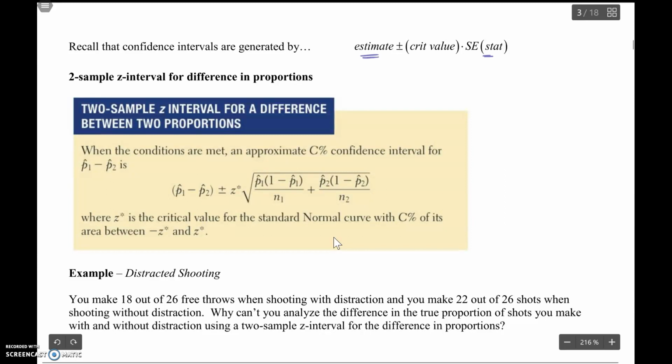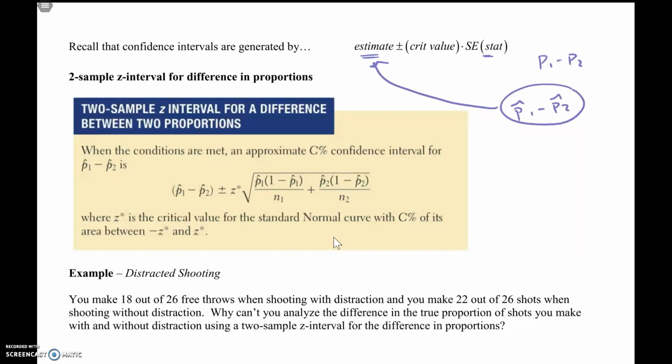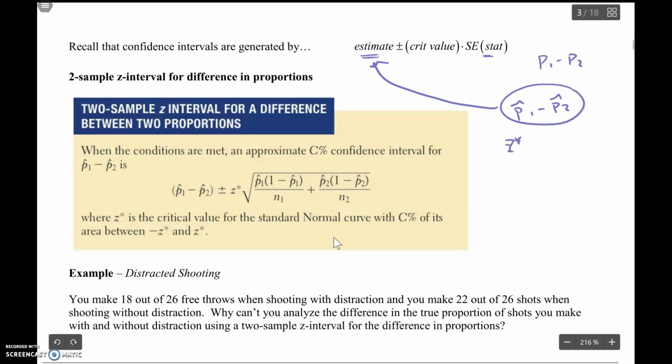Stat, estimate, interchangeable here. So in this case, our estimate, we're talking about the difference in population proportion. So this is what we're trying to estimate. Our estimate is this, the difference in my sample proportions. The crit value, because it's a z normal curve, is going to be a z crit. And the standard error of the statistic is going to be that standard deviation formula. Boom. Just plugging in your hats.